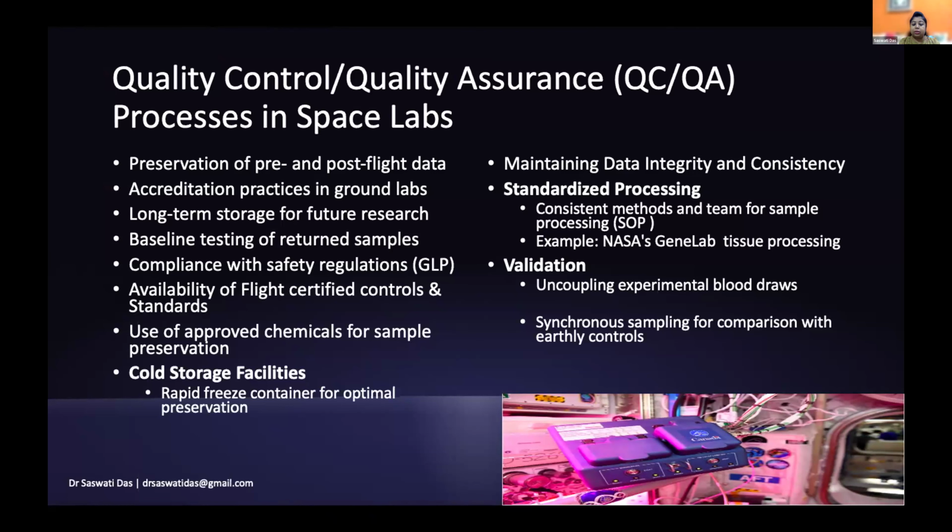Then there is something known as good laboratory practice. So that needs to be followed. This is a part of the safety regulations. There should be flight certified controls and standards that need to be tested on board. So as we understand, as of now, in flight, the quality control is not as robust as on Earth, because of the non-availability of flight certified controls and standards with the instruments that we have. Then all the reagents need to be approved and should enable sample preservation. And cold storage facilities need to be available on board.